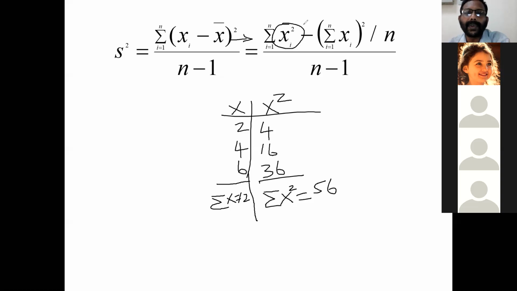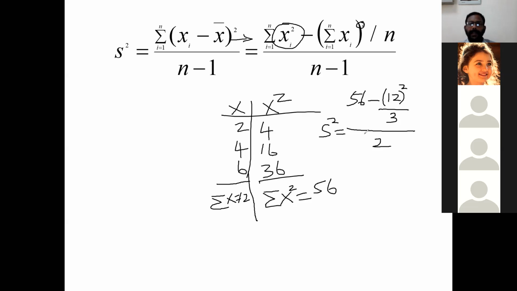So I will substitute the values here to find out. First one is summation x square. What is summation x square? 56, minus summation x whole thing square. Summation x we know is 12, whole thing square, divided by n. What is n here in our example? 3. Whole thing divided by n minus 1, which is 2. So this is my sample variance, the sample variance of the data of these 3.